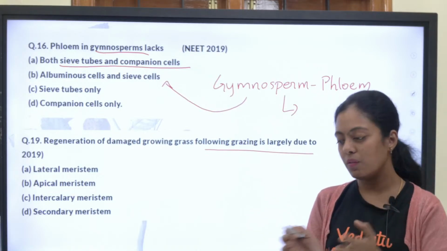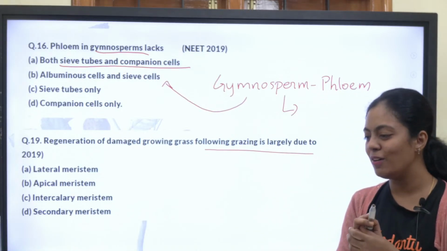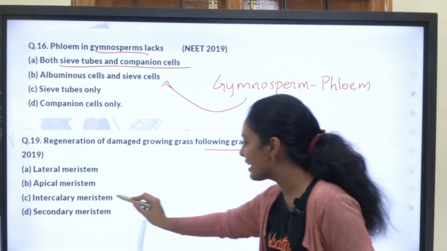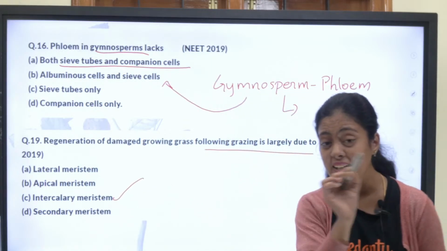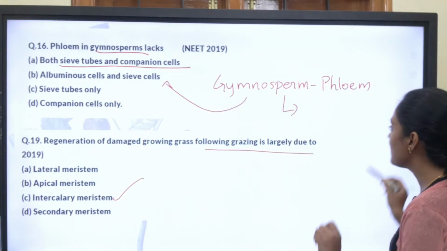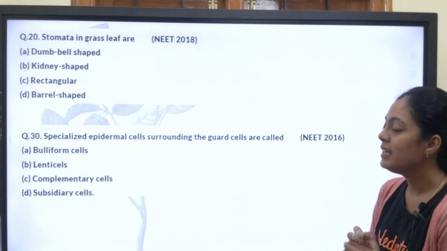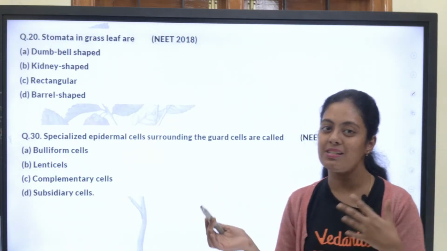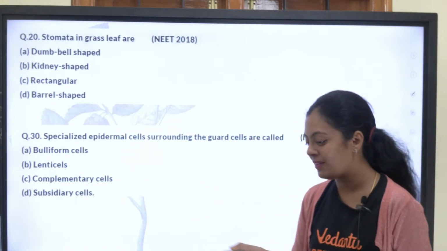We discussed this. Yeah, very good. Absolutely correct. Intercalary meristem. It is given very clearly in NCERT. So this was a NEET 2019 question. Yeah, this is also very easy.